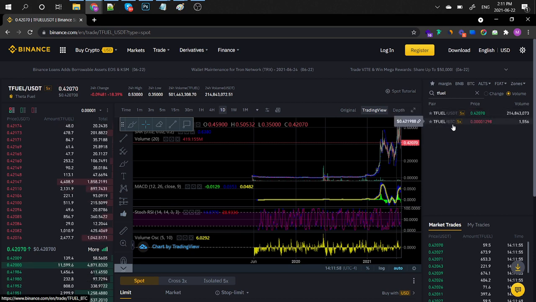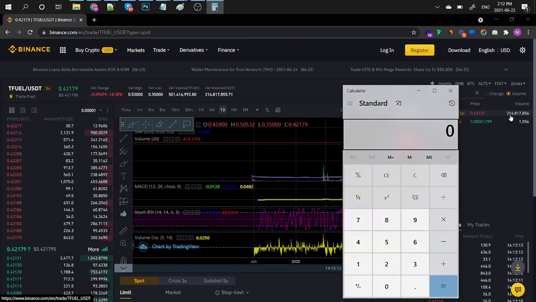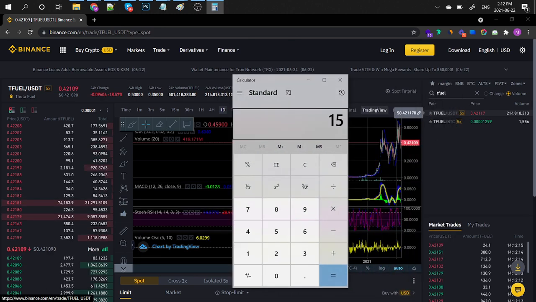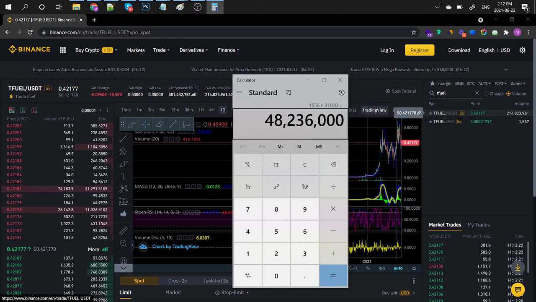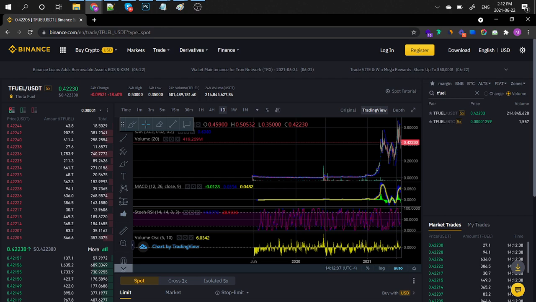So this is very important to see, and have a look at the volume here. 1,556 Bitcoins traded in the past 24 hours versus $214,000. Just if I do a calculation for you right here, just to see if there's more. One moment, let me just. There you go. So, okay. So you see, basically there are 5 times more people trading. Is it 5 times? 4 times. Let's say 4 times more people trading the T-Fuel against the USDT. So that's important to understand.